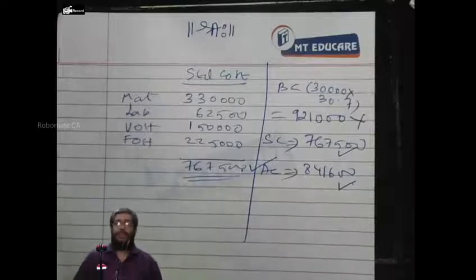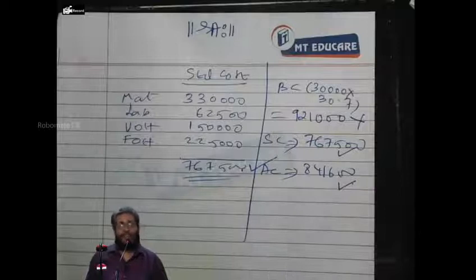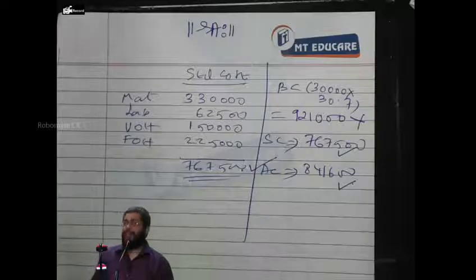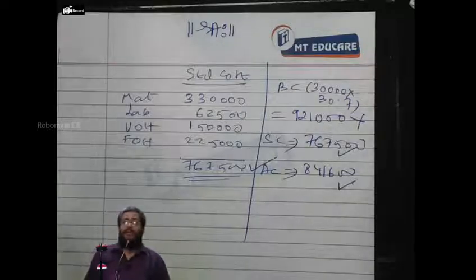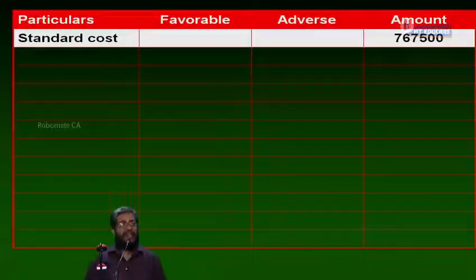Now, reconciling between what and what cost? Standard cost and actual cost. Okay. Tell me, standard cost, which we just calculated: 7,67,500. Now, variances. I have favorable as well as adverse. Listen here. When I write the breakup, I should not write the total.